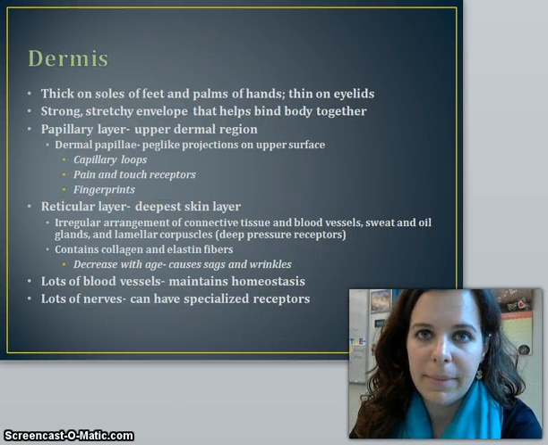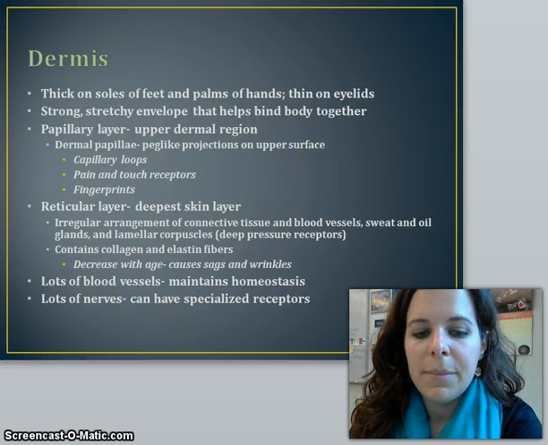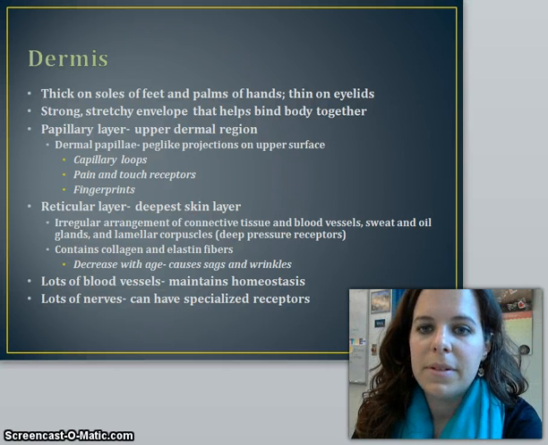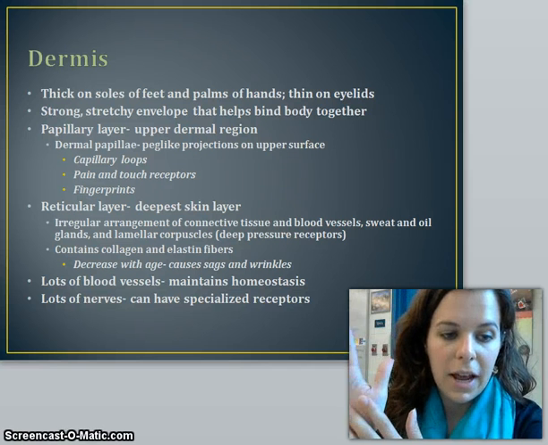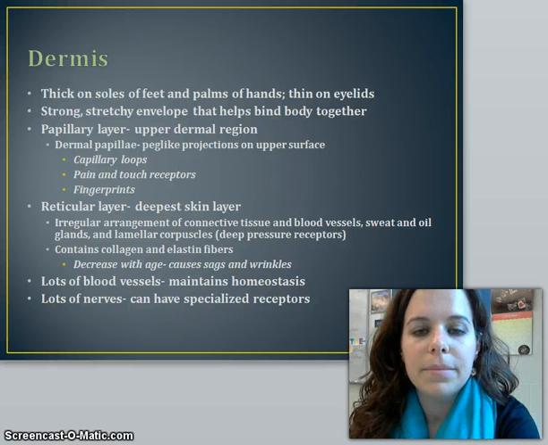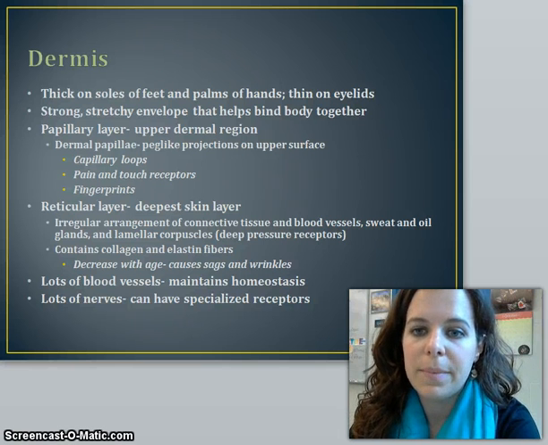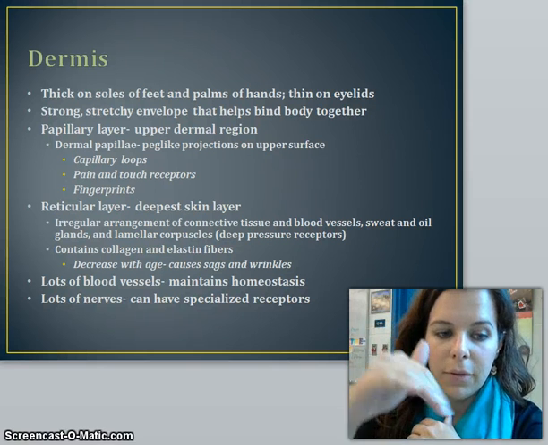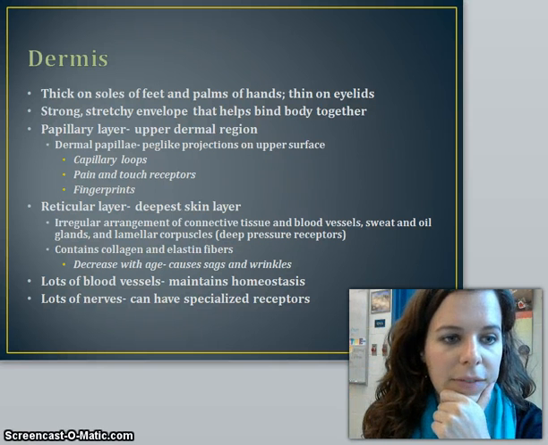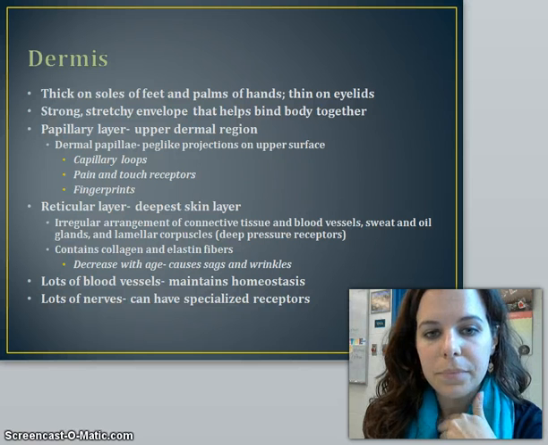Then below the epidermis, you have your dermis. The dermis is very thick on the soles of feet and palms of hands and thin on the eyelids. And you can actually feel that if you touch your hand. It's a strong, stretchy envelope that helps bind your body together. So your papillary layer is the upper part of the dermis, and it has projections that kind of go like this. And you can see that if you look at one of the pictures.